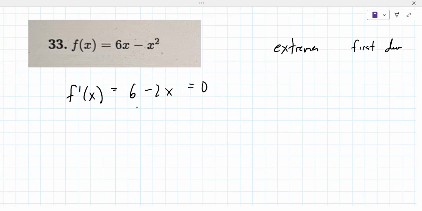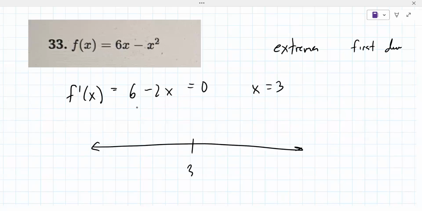And then it just becomes 3. Yeah, 3. Yep, x equals 3. Okay, so normally, this is what you would normally do, right? You would normally test points, okay?